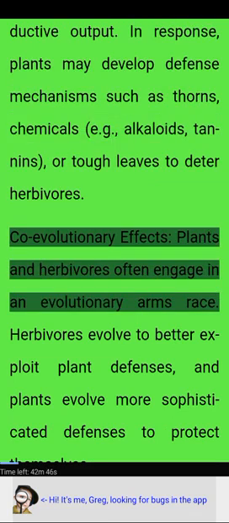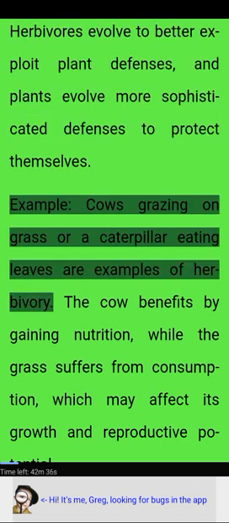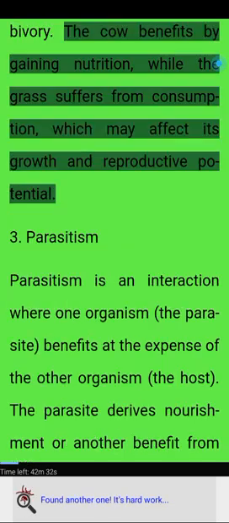Co-evolutionary effects. Plants and herbivores often engage in an evolutionary arms race. Herbivores evolve to better exploit plant defenses, and plants evolve more sophisticated defenses to protect themselves. Example: cows grazing on grass or a caterpillar eating leaves are examples of herbivory. The cow benefits by gaining nutrition, while the grass suffers from consumption, which may affect its growth and reproductive potential.